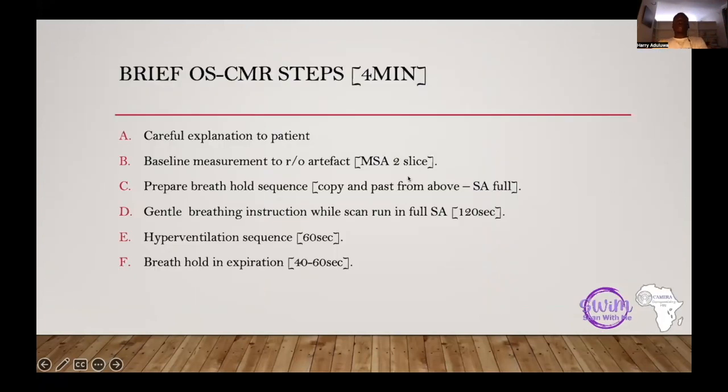So I've taken my time to explain these things to you. Careful explanation to patients. That's for the OSCMR, baseline measurement of Ruler 35. This is your T1 scan. Prepare breath hold sequence, gentle breathing instruction while scanning 120 seconds, hyperventilation 60 seconds, and breath hold 40 to 60. These slides will be made available to us by the camera team, so never mind.